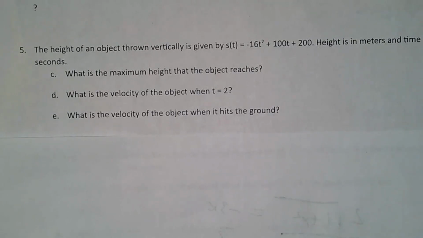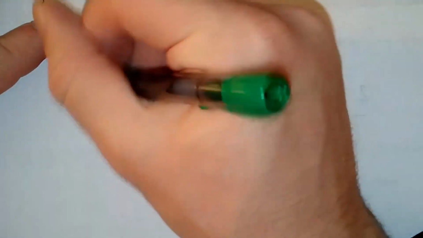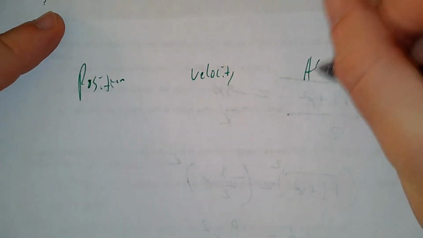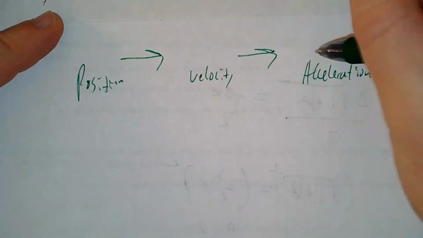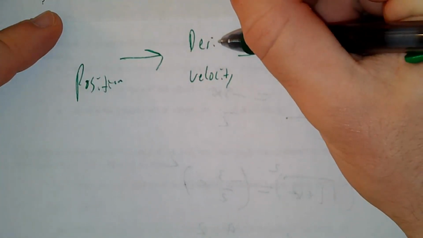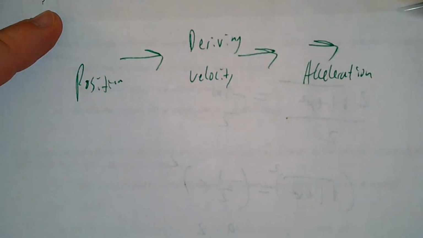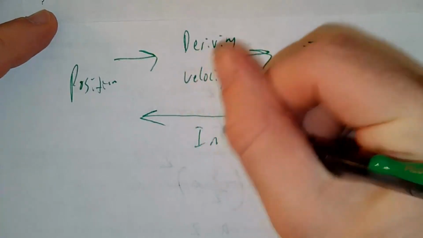So I think it's really important, and a bit of a review here, is this relationship between position, velocity, and acceleration, and how you can move between the two. Remember, you can always move this way through deriving, taking the derivative, and you can move this way by integrating.